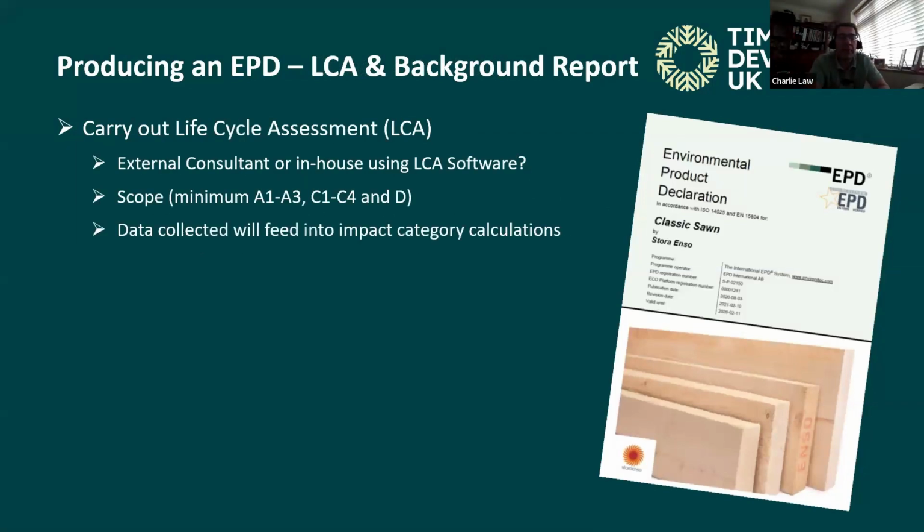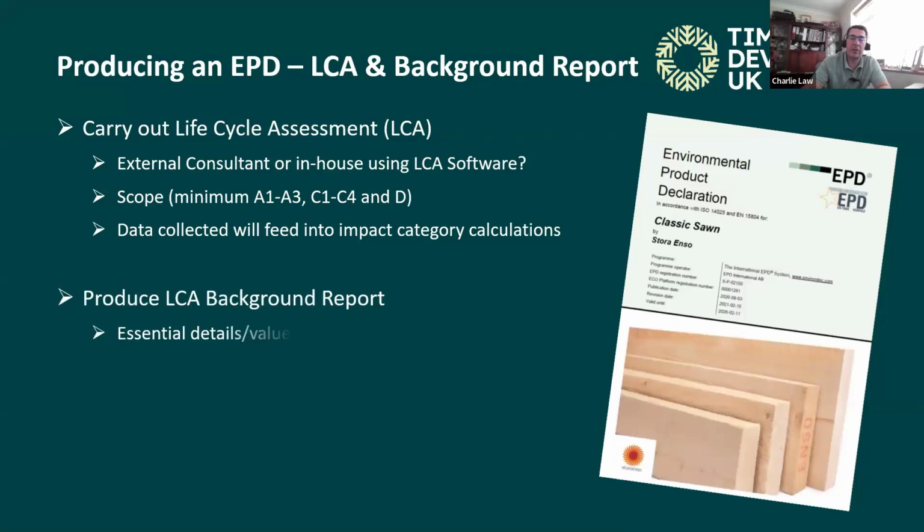You'll then need to carry out that life cycle assessment stage. That's, like I say, whether you use an external consultant or in-house using some form of LCA software, one-click LCA or other type of system that we might have. Obviously, the scope that you're going to cover. So, like I say, the minimum is A1 to 3, C1 to 4, but you might want to include some transport to the site. That's up to you. And then obviously data that you've got there will feed into those impact category calculations.